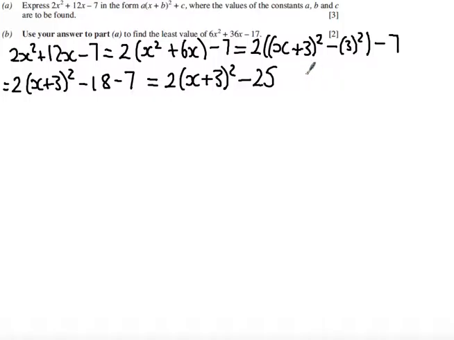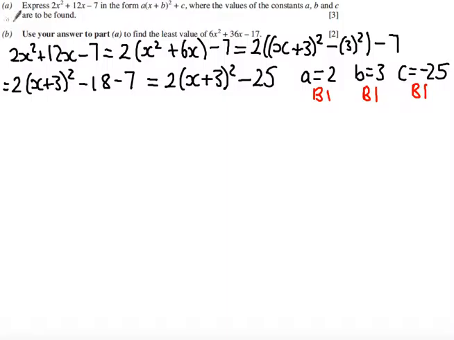Could be good at this point to state, if you want to, a equals 2, b equals 3, c equals minus 25. Makes it easy for the examiner to see, and actually when the examiner comes to mark, all they're going to do is look for this a and give you a standalone mark, look for that b and give you a standalone mark, and look for this c and give you a standalone mark.